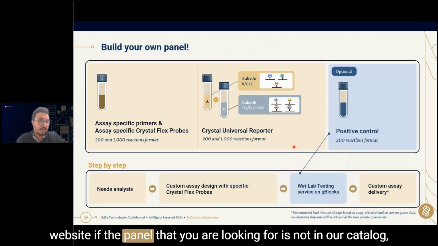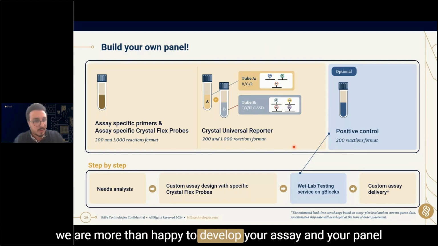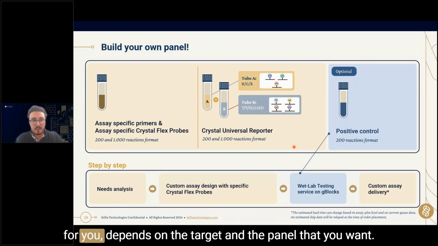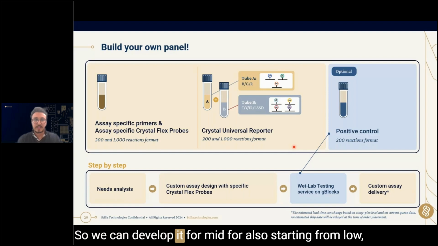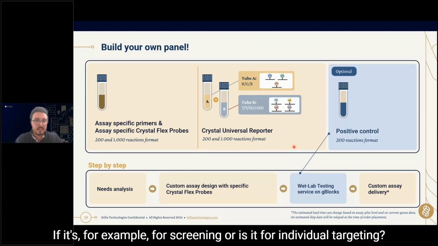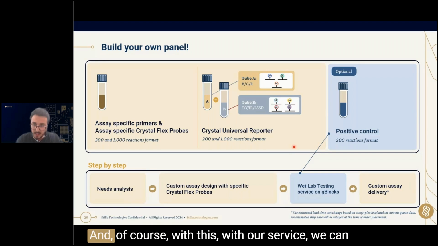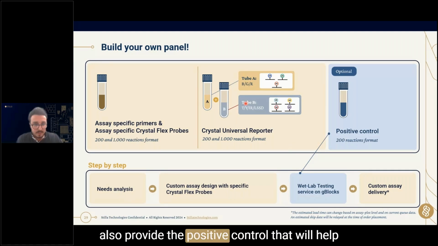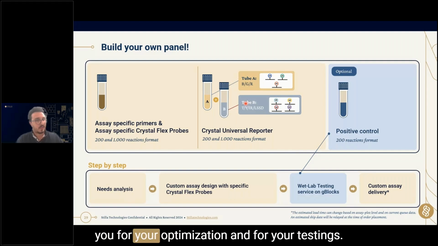If the panel that you are looking for is not in our catalog, we are more than happy to develop your assay and your panel for you, depending on the target and the panel that you want. We can develop it starting from low, mid, and high multiplexing, depending again on your need, for example if it's for screening or for individual targeting. And of course, with our service, we can also provide the positive control that will help you for your optimization and for your testing.